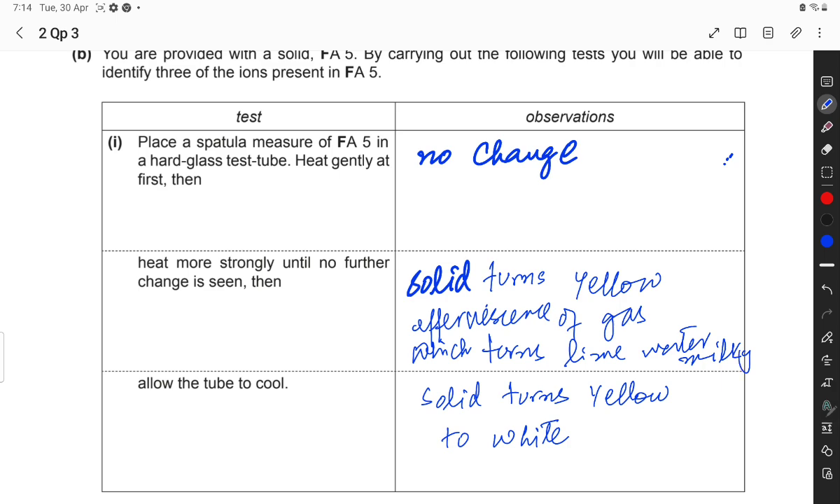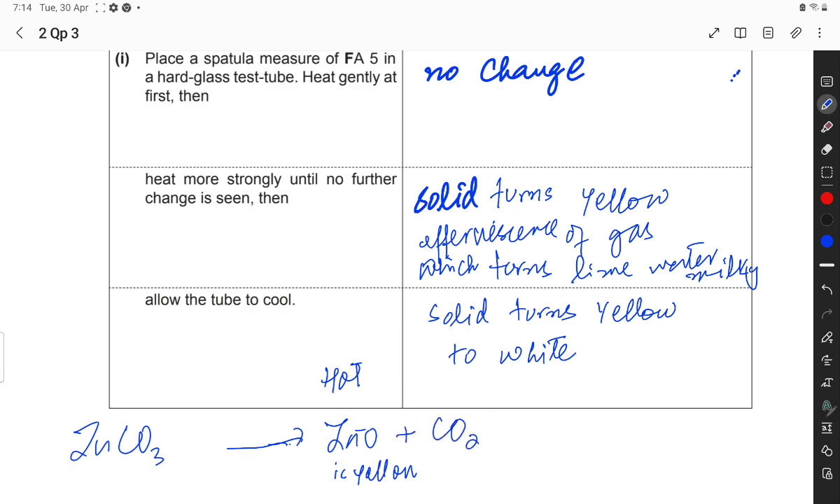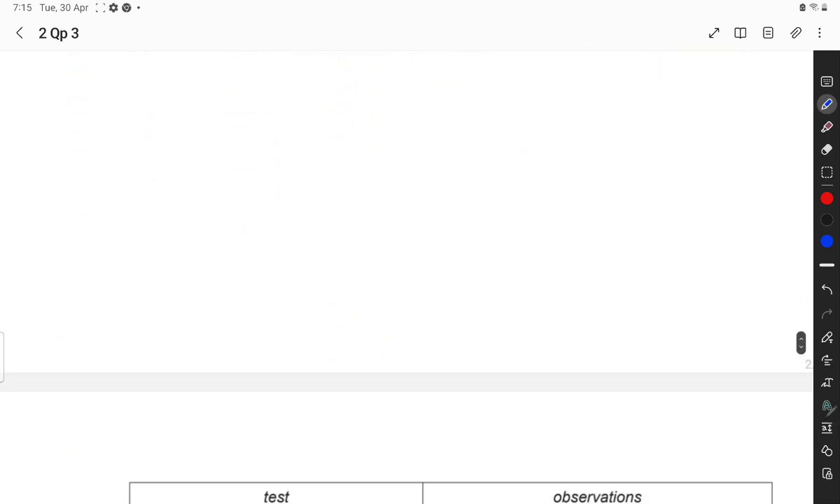And allow the tube to cool. Solid turns yellow to white. So first, immediately, this is yellow, and keep it in mind that when zinc carbonate is decomposed, hot zinc oxide is yellow, and when it is cooled down it will become white. So the solid turns yellow and then yellow to white.